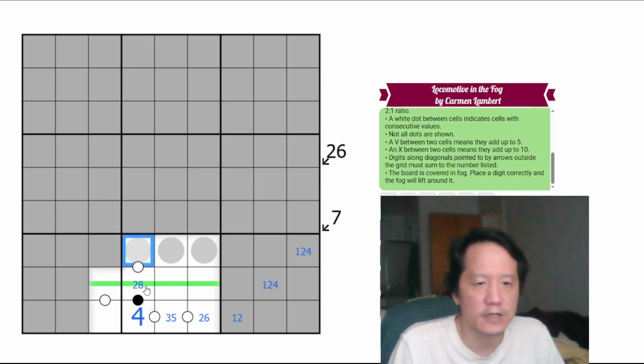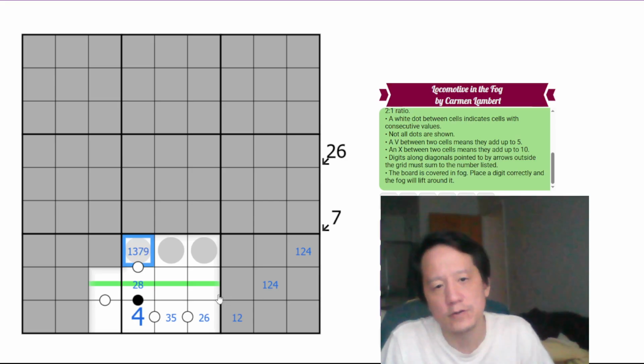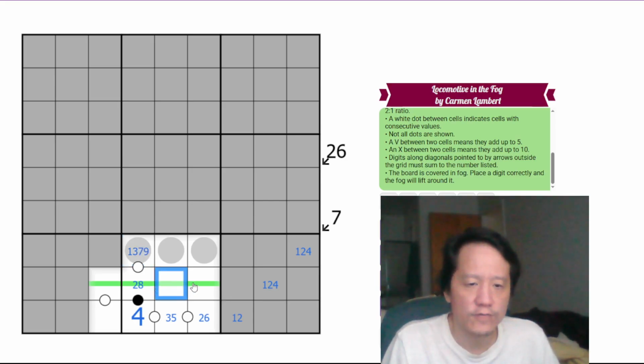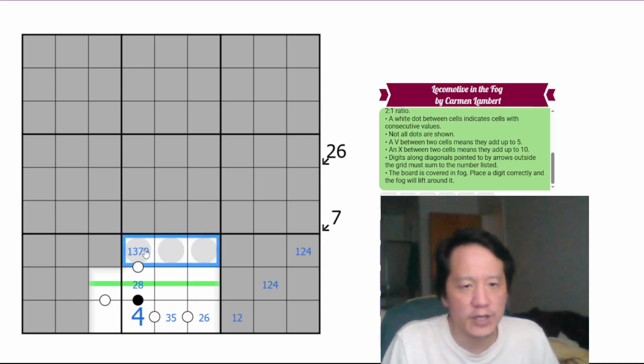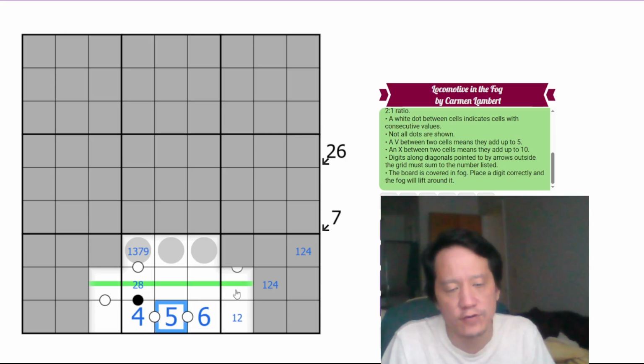This is consecutive with this digit, so it's either 1, 3, 7, or 9 here. Cannot be 5. 5 cannot be here. 6 cannot be here. 6 can't be any of the odd digits. Where is the 6 possible in this box? It has to be here. So this is 6, which makes this 5.